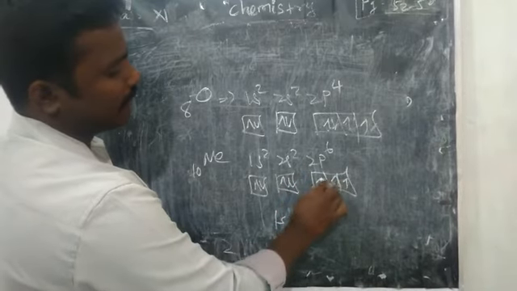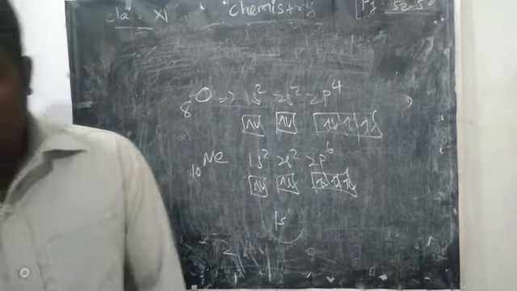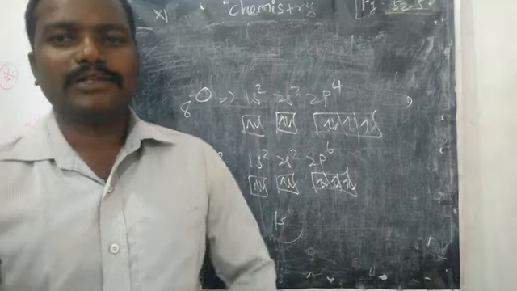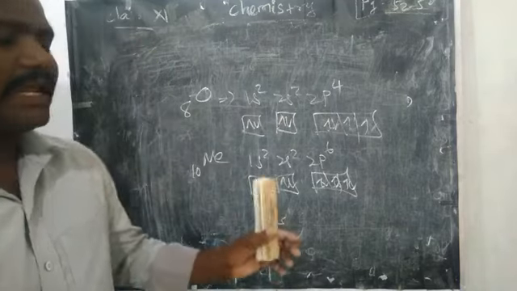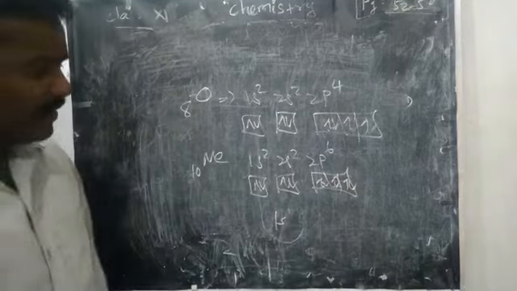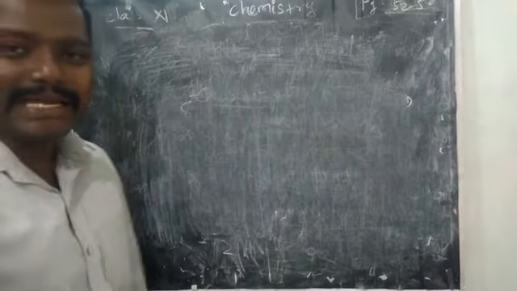Now we write the electronic configuration for neon: 1, 2, 3, 4, 5, 6 in the p orbitals. I hope you can write the electronic configuration of at least the first 10 elements. Please try to learn this; it is very easy as well as important. But here we are going to learn certain exceptions.